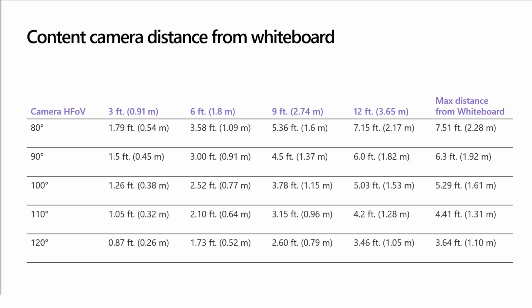This is the content camera field of view and then the distance from the camera. The content cameras that are currently certified are in this 90-degree area, so use this row when sizing the content camera distance from the marker board.